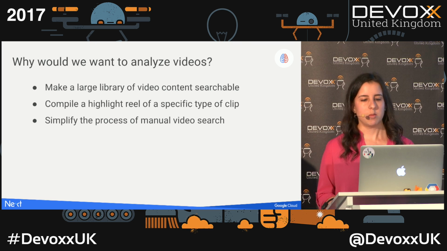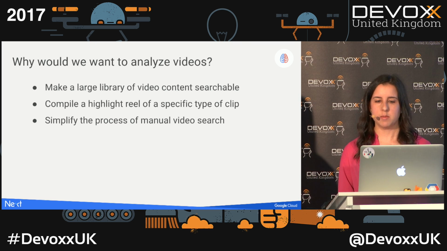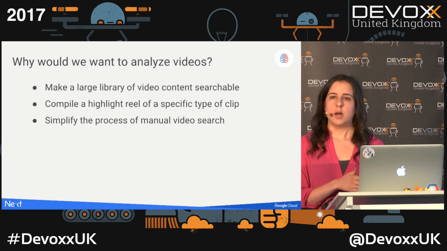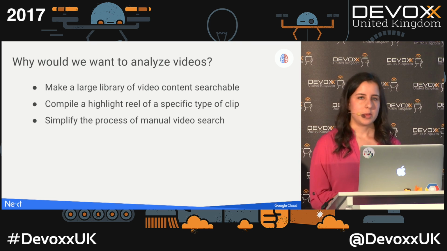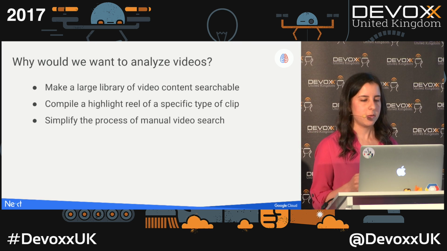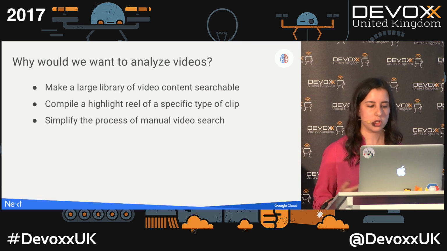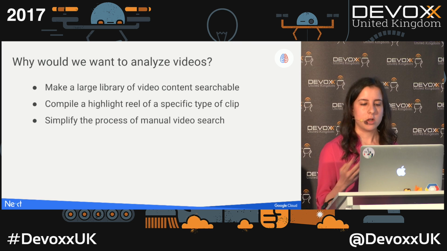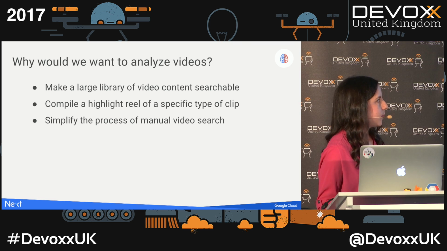So similar to what I was saying before, normally you would have to have somebody manually going through, scrubbing the videos and finding the exact clips of what you wanted to put in the highlight reel. And then finally, it'll simplify the process of manually searching through videos, and can make a large library very searchable.